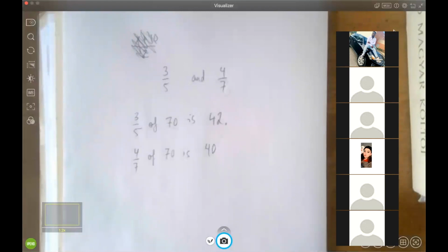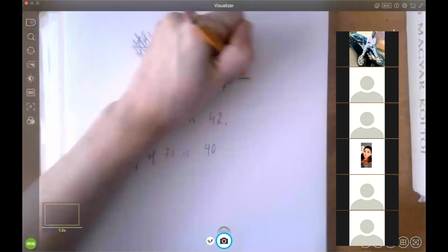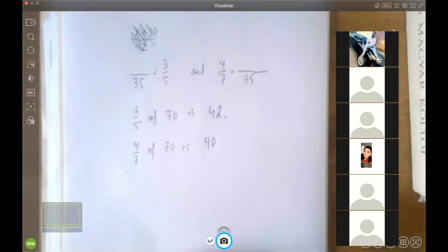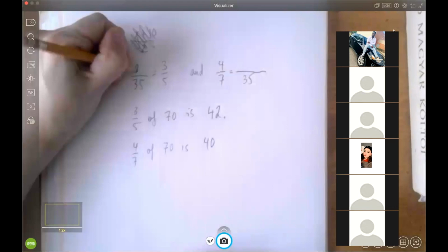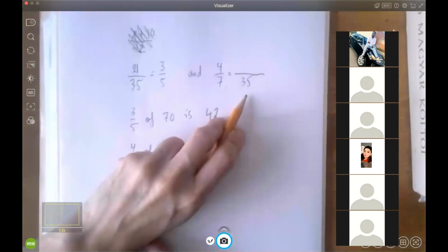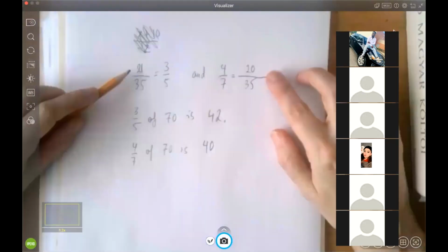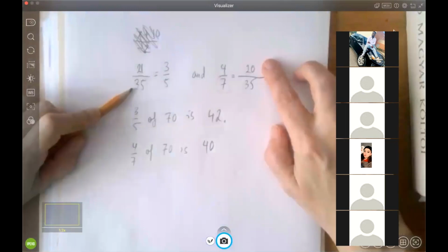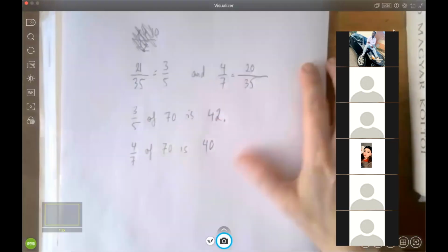35. Yes. So if we could rewrite both of them with the same denominator, then we can compare them. 21 over 35. Yes, 5 to 35, that was 7. 3 times 7 is 21. And 7 to 35, that's 5. 4 times 5 is 20. And then you compare 21 out of 35, only 20 out of 35. So this is another way of comparing fractions.